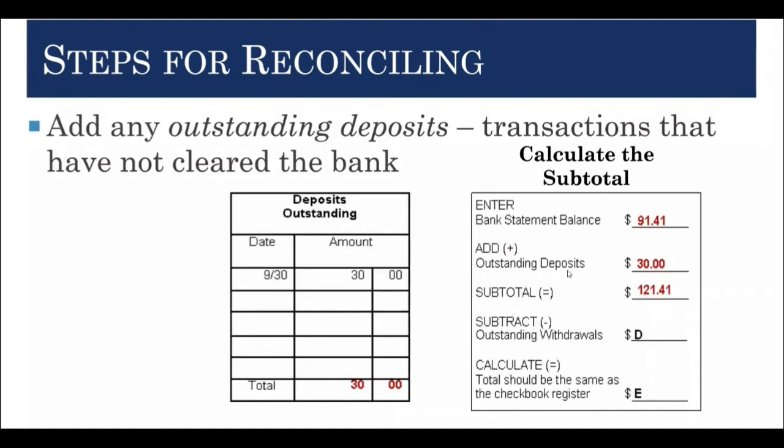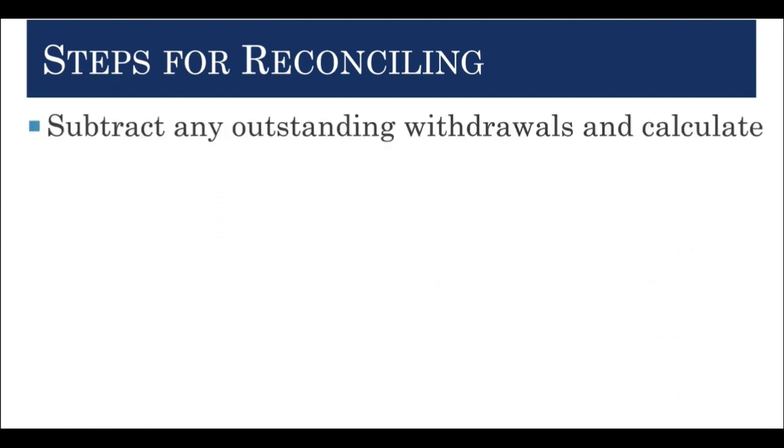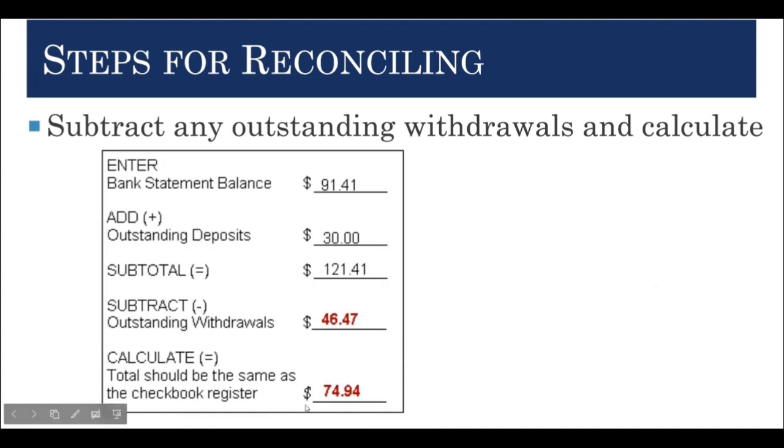Okay. So I'm going to take that bank statement, the 9149 that was right here, and I'm going to add any outstanding deposits, any transactions that haven't cleared the bank that are going to add to my balance. Okay, so I add that $30 outstanding deposit. That brings me up to 121.41. Then I'm going to subtract any outstanding withdrawals and calculate. So there were those two outstanding withdrawals. I subtract those. That gets me down to 74.94.